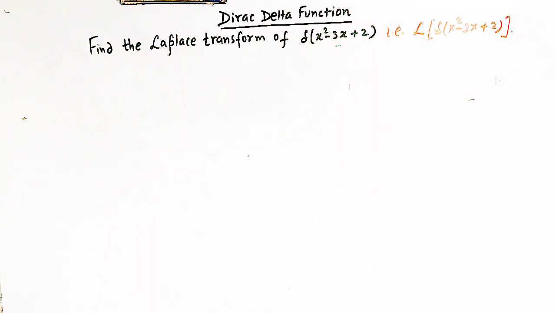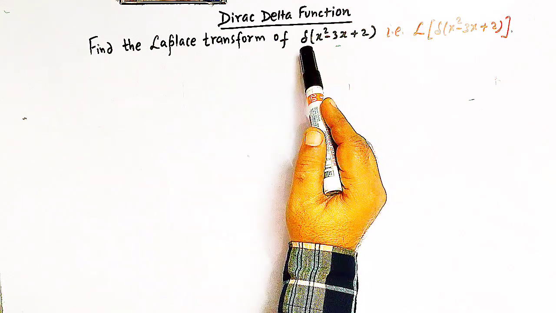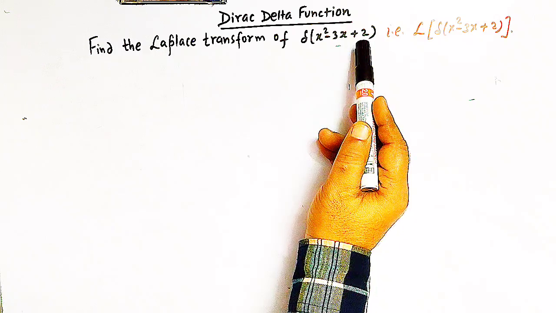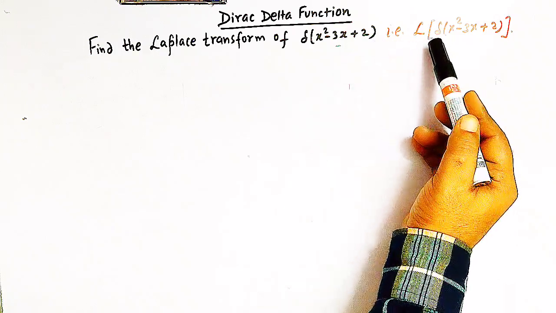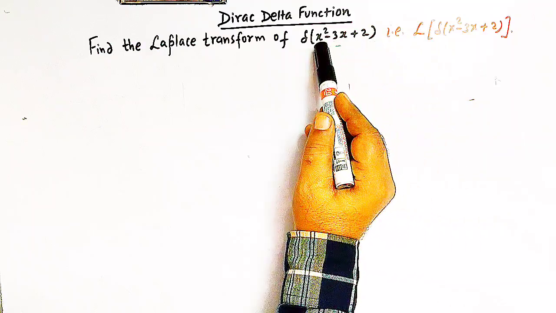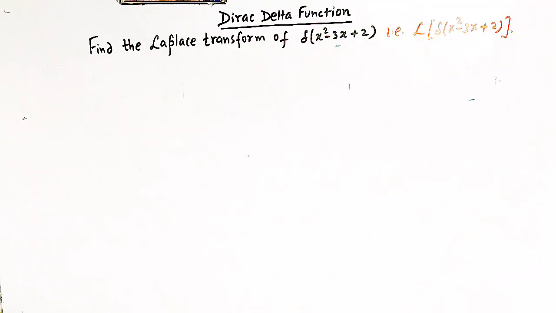Hello viewers, in today's session we are going to discuss another important problem from Dirac delta function, and in this session we are going to find out the Laplace transform of the delta function, that is delta of x square minus 3x plus 2. That is the Laplace transform of this function, right? And here we can see that x square minus 3x plus 2 is a quadratic polynomial.